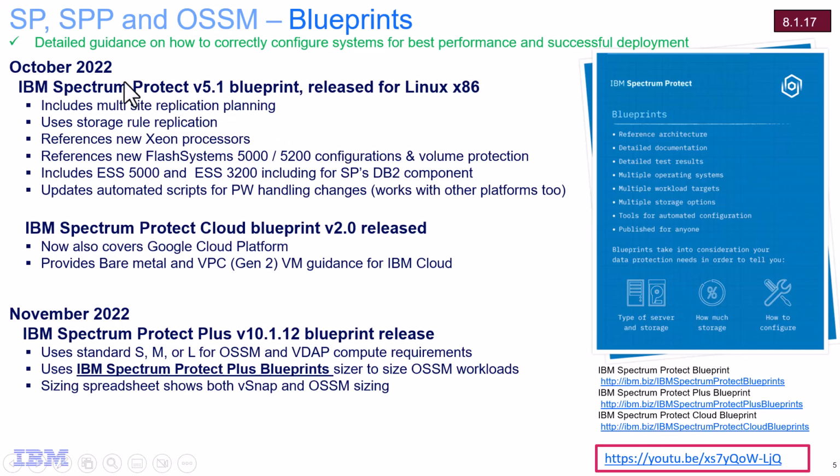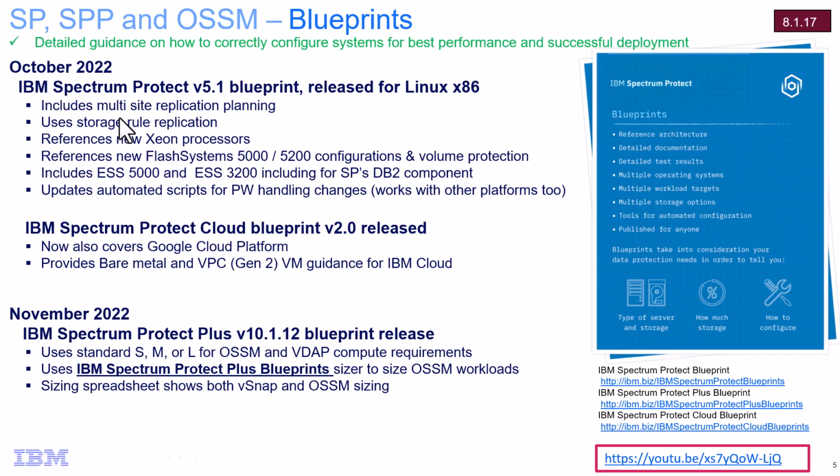So in October 2022, we released some new blueprints for our Spectrum Protect, and this is our version 5.1 blueprint. And it was released for Linux x86, and that's the first version. You'll be seeing additional versions here shortly. And this version of the blueprints includes multi-site replication planning.